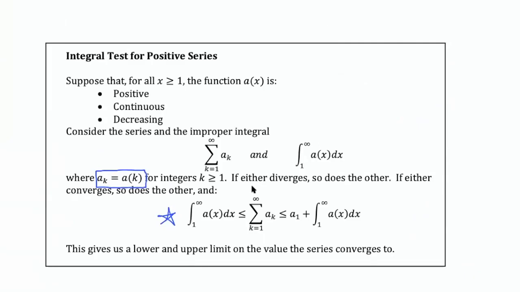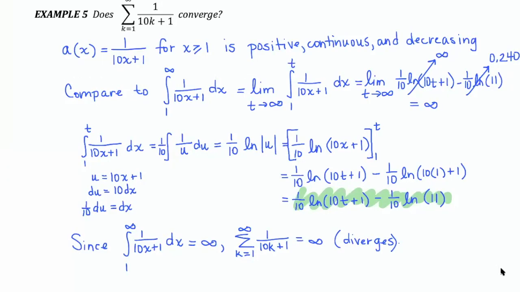So going back to our integral test, if either one diverges, so does the other. We've just shown that our improper integral diverges, goes to infinity. Therefore, we know our series that corresponds to that improper integral also diverges to infinity. That's how we would wrap up this problem.